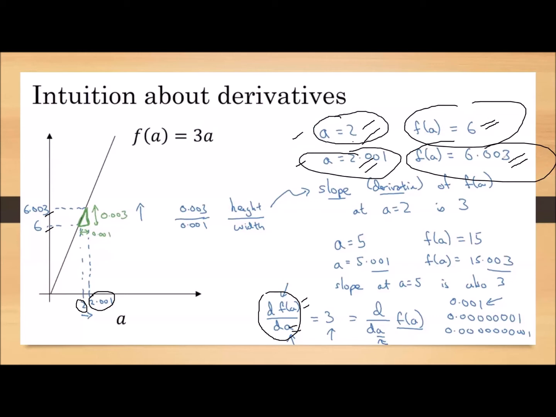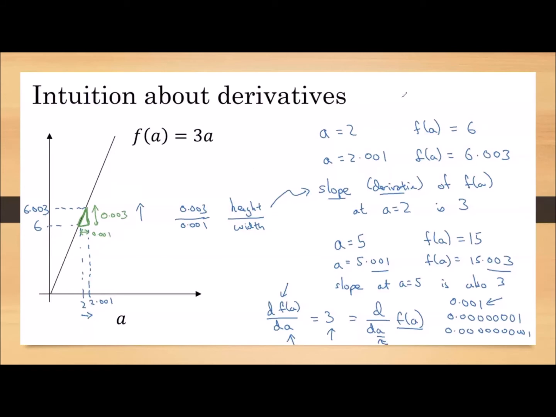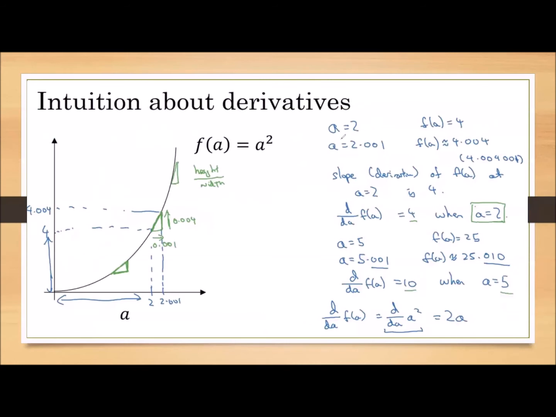So y2 minus y1, 6.003 minus 6, 0.003. x2 minus x1, 2.001 minus 2. So y2 minus y1 by x2 minus x1, again we get the answer 3. So the slope of this line is the differentiation of this line. Now if we take a parabola, when we have the equation y is equal to x square, then the differentiation is 2x. Similarly, the differentiation of a square with respect to a is 2a.